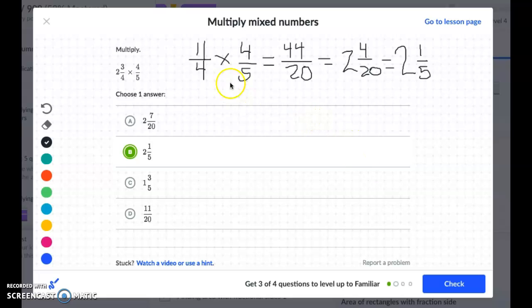So definitely a lot goes into these problems, switching it to an improper fraction and then switching it back into a mixed number and then simplifying. So this topic is really pulling in a lot of the other topics that we've already been working on.